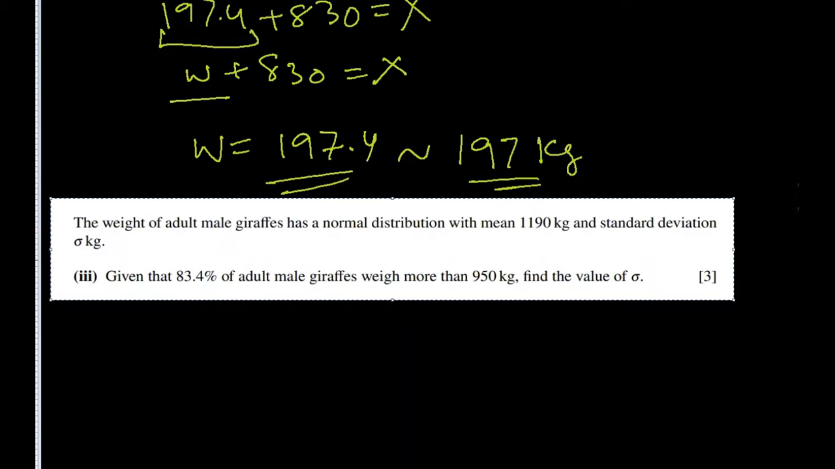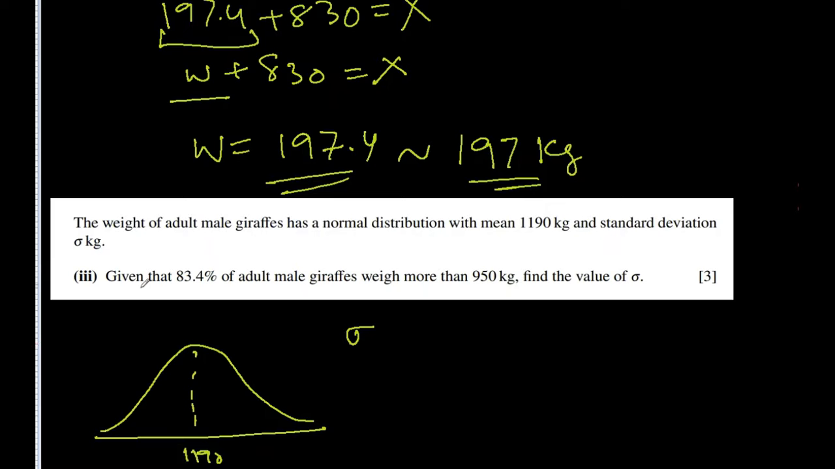The weight of adult male giraffes this time has a normal distribution with the mean 1190. So let me try to visualize this again. 1190 is the mean and the standard deviation is, okay, sigma. All right, this is the standard deviation. Given that 83.4% of adult male giraffes weigh more than 950 kg. So 950 kg will be less than this, 950.